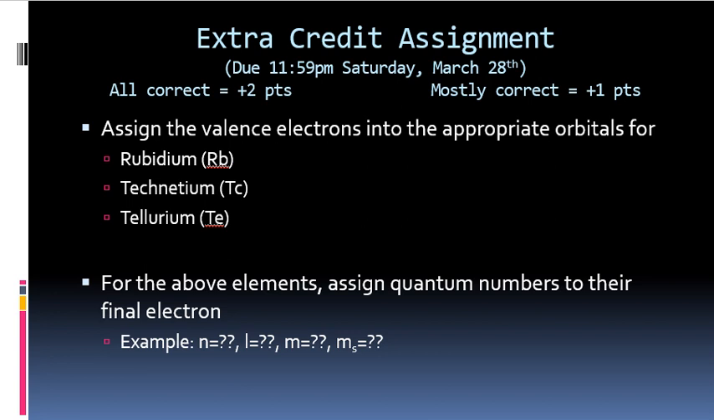What I mean by assign the valence electrons, don't do the 1s, then the 2s, then the 2p, then the 3s, 3p. Don't build up. Just go with the final set. So essentially, the 5s electrons, the 4d electrons, and then the 5p electrons. And then also, as part of the extra credit, for rubidium, technetium, and tellurium, tell me what the 4 quantum numbers are for that final electron.